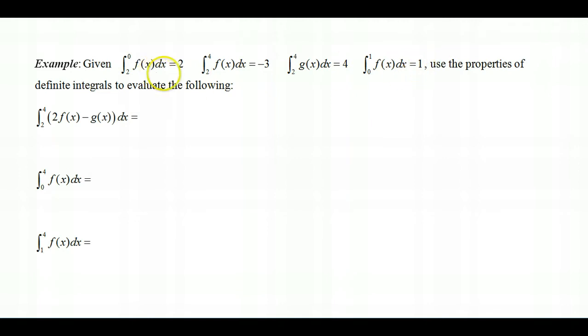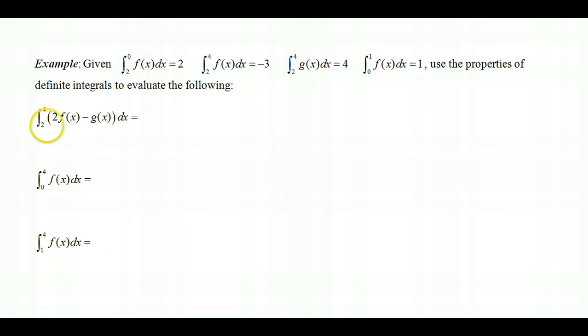Given these pieces of information regarding the signed area of these functions f of x and g of x that I don't know explicitly, I want to use the properties of definite integrals to evaluate the following new functions that are modifications of these functions f of x and g of x over perhaps different intervals.